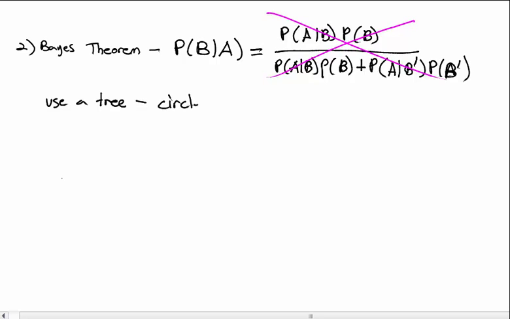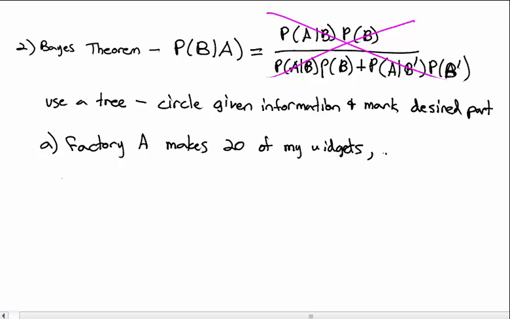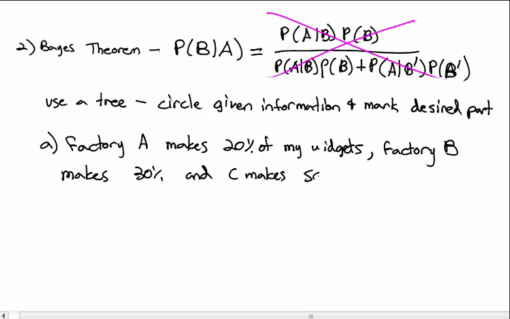We're going to circle the given information and mark the desired part. Here's what I mean by that. Let's say factory A makes 20% of my widgets at my store. Factory B makes 30%. And C makes the remaining 50%.